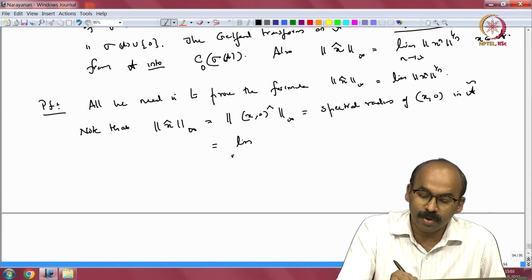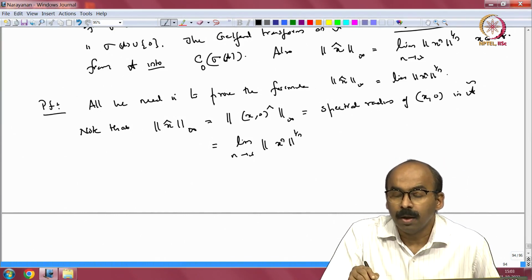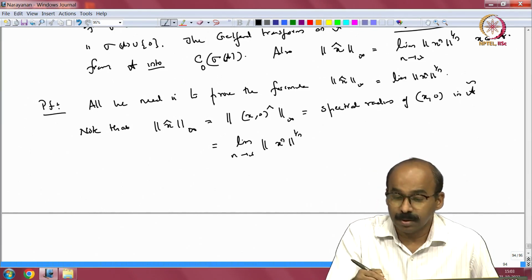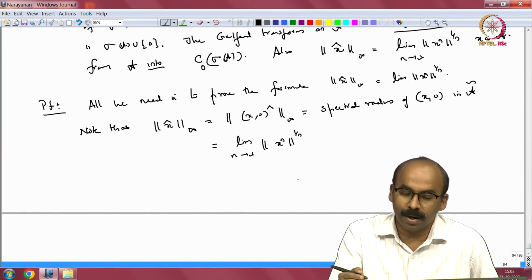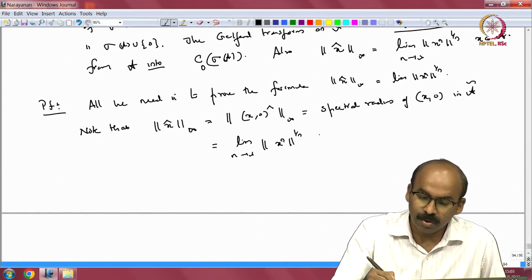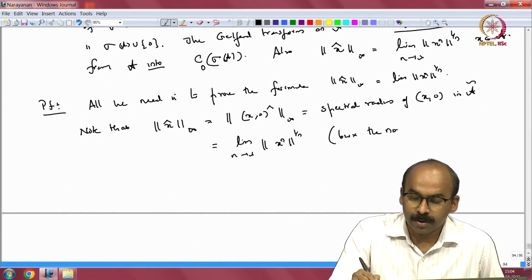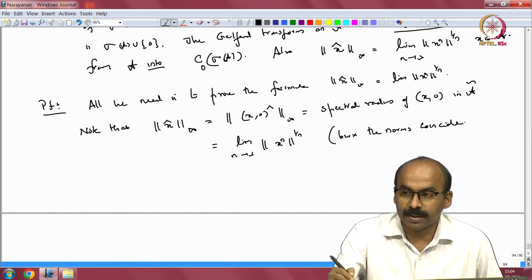In the unital case we know that this is the limit of the norm of x to the n, to the 1 by n. Well, strictly speaking it is the norm of (x, 0), but the norm of (x, 0) is the norm of x, right. So, there is no difference between putting the norm on A or the norm on A tilde; you are going to get this, because the norms coincide.